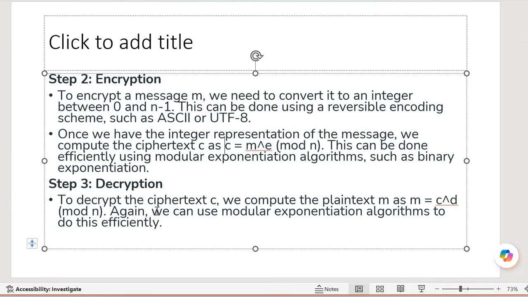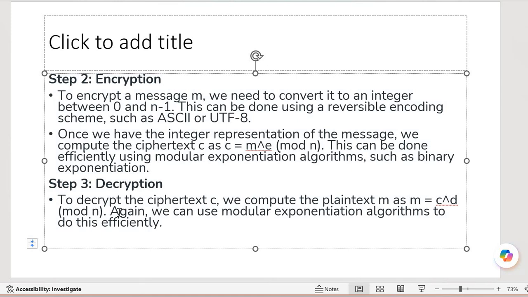Then for decryption, because at the receiver side it has to be decrypted, we will use this formula: m, meaning the plain text that we have to calculate, equals c raised to the power d, where d is the decryption key, mod n. This will be the equation that we will be using.